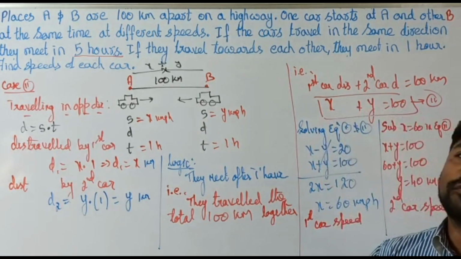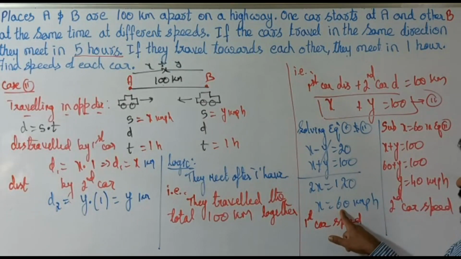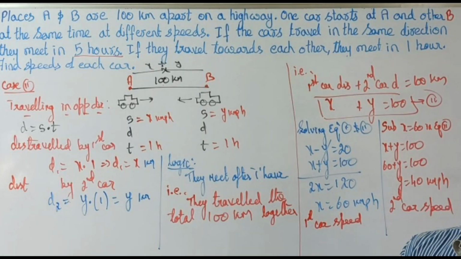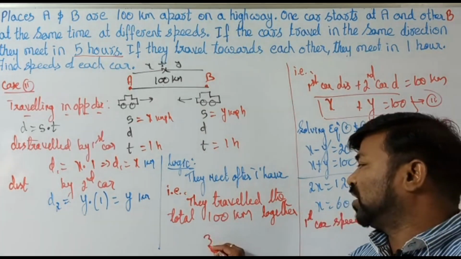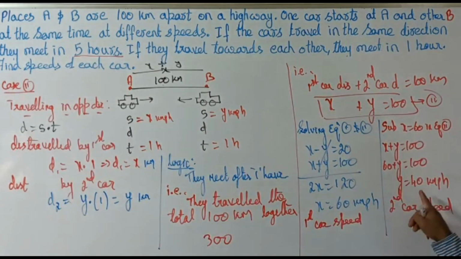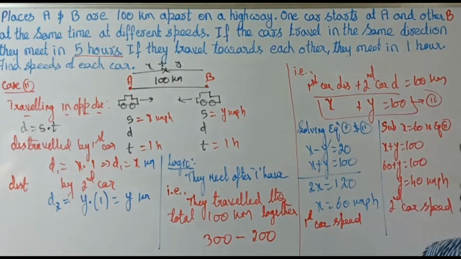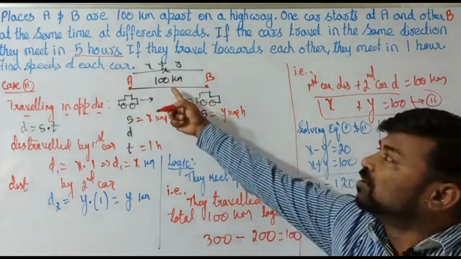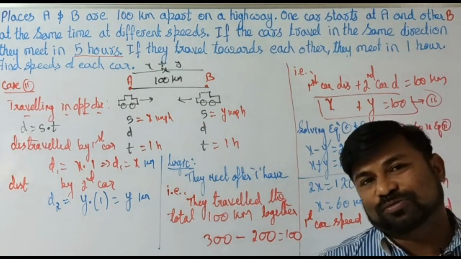If you would like to verify that, it's a cool logic. What is the speed of the first car? 60. How many hours does it travel? 5 hours. So 60 into 5 is nothing but 300. In 5 hours, with the second car's speed of 40, 5 into 40 is 200. What is the difference between both of them? It's nothing but 100 kilometers, which is the gap between them. Hope you are able to understand. This is the verification. It's beautiful.